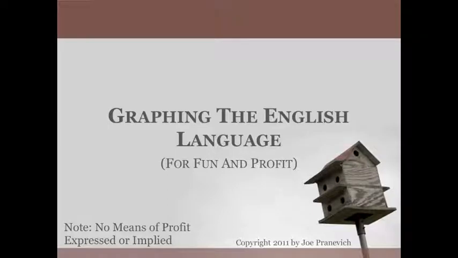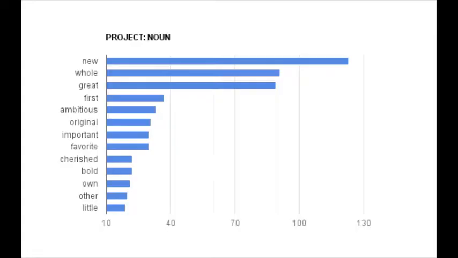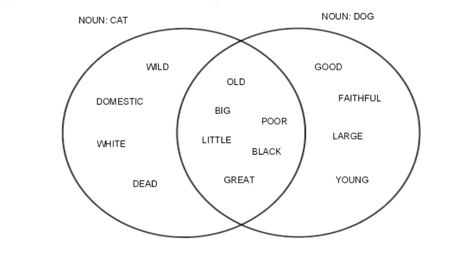Hello, my name is Joe Pranovich, and my presentation is on Graphing the English Language for Fun and Profit, a project to analyze real-world usages of words in the English language. It does this by building a graph of related words, such as nouns with their associated adjectives and vice versa. We can use this data to make comparisons and conclusions about how words are really used.